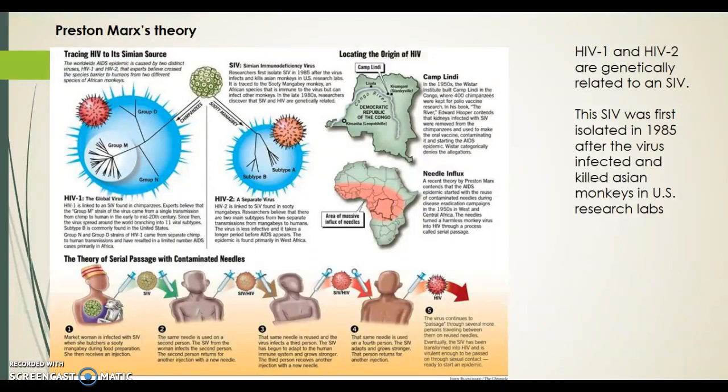It keeps going. The simian immunodeficiency virus adapts and grows stronger. The fourth person returns again for another injection. Again and again, the virus continues to passage through several more people through the reused needles. Eventually, the simian immunodeficiency virus transforms into HIV and is virulent enough to pass through other means. Basically, the simian immunodeficiency virus was first isolated in 1985 after the virus infected and killed Asian monkeys in US research labs.